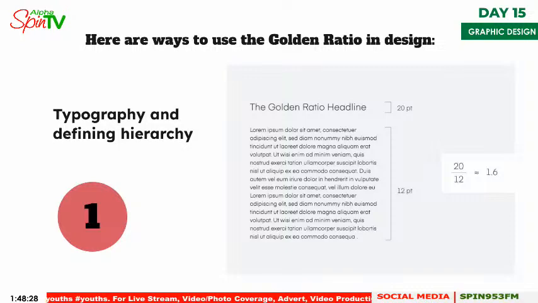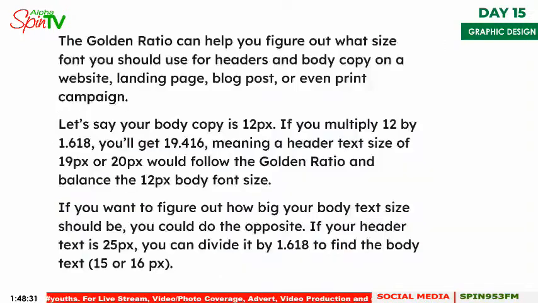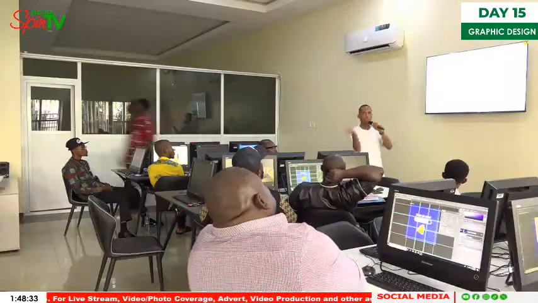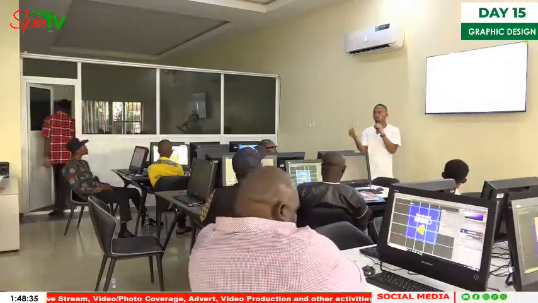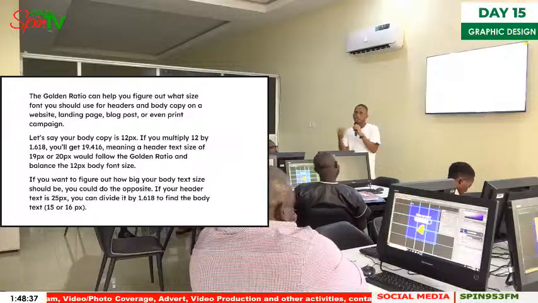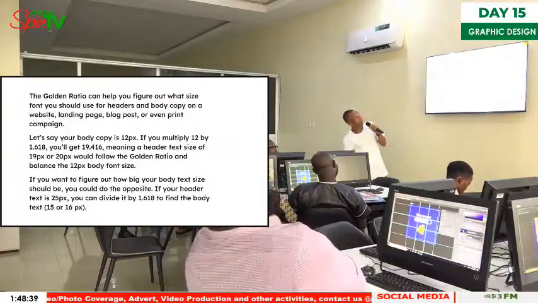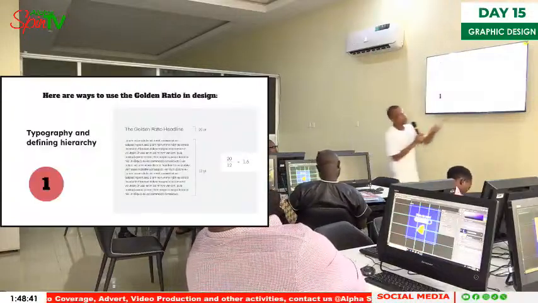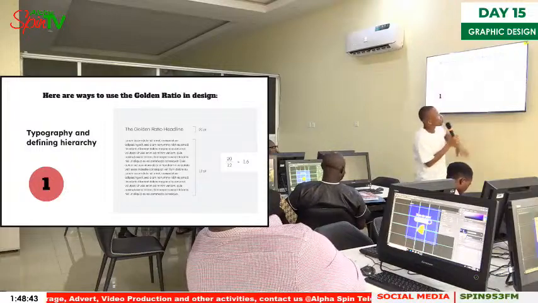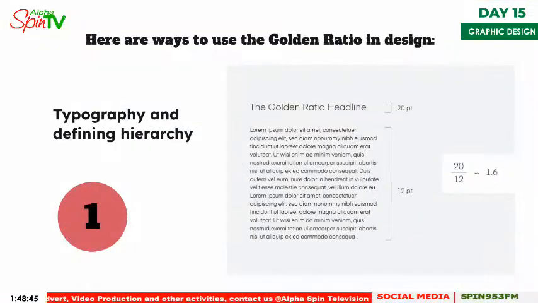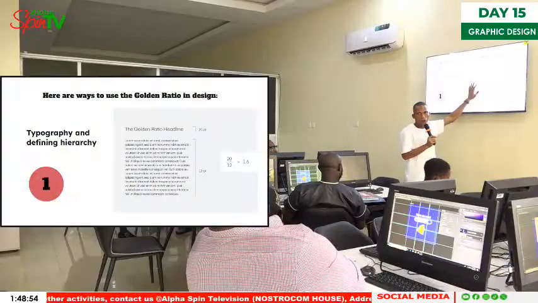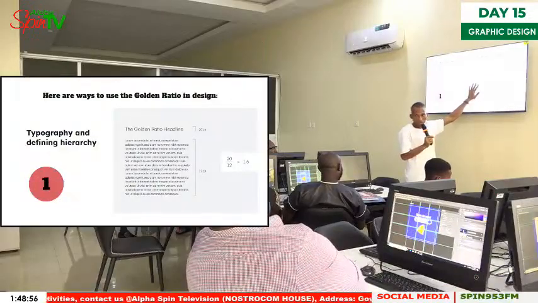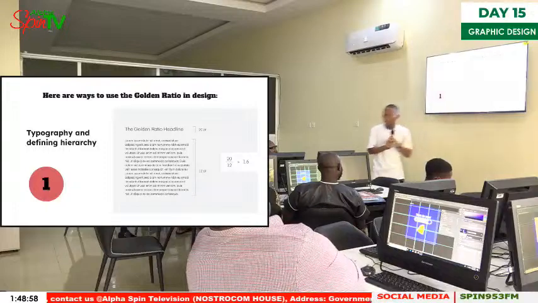Okay, so let's just rush through. Use it when you want to work with two things together: you divide. You understand? Dividing text to get balance. If you don't know what to do, you divide this text to know the next. You see that the visual hierarchy here is balanced from this heading to the body. That is one way we can use the golden ratio.